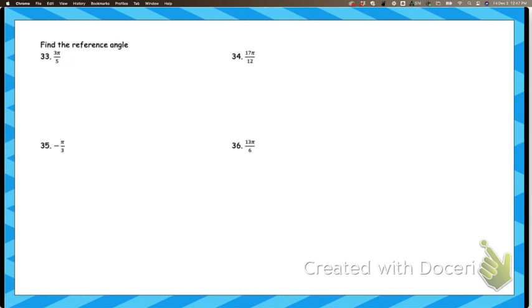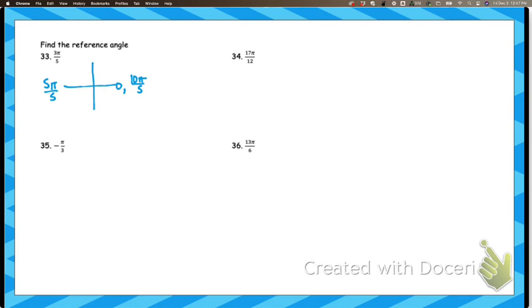All right, so the last thing we're going to do is find reference angles in radians. So we have to start by figuring out which quadrant this goes in. So let's figure out where 3 pi over 5 is going to go. So again, I'm going to go ahead and write 0, 1 pi with the same denominator. The denominator right now is 5, so 5 pi over 5. 2 pi, 10 pi over 5.